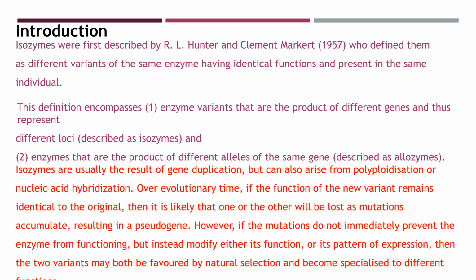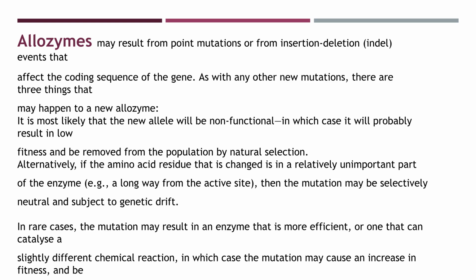They can result from gene duplication, polyploidization, or nucleic acid hybridization. Over time, these variants may become specialized to different functions, such as being expressed in different tissues. Allozymes, resulting from mutations, face three possible outcomes. Most likely, they are non-functional and removed by natural selection. They may be selectively neutral if the mutation is in an unimportant part of the enzyme.